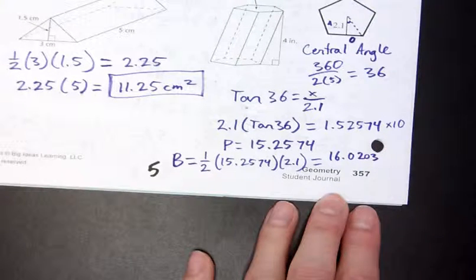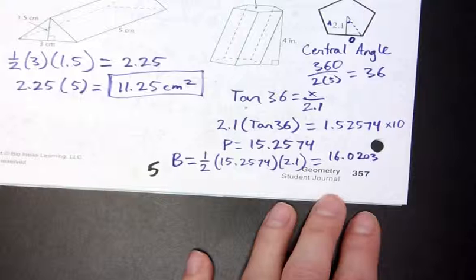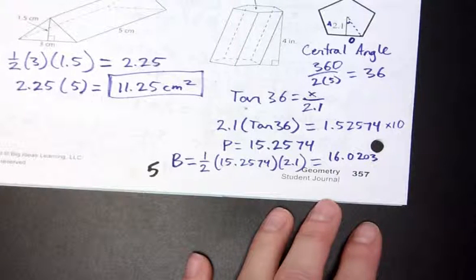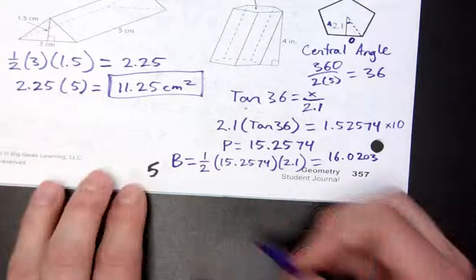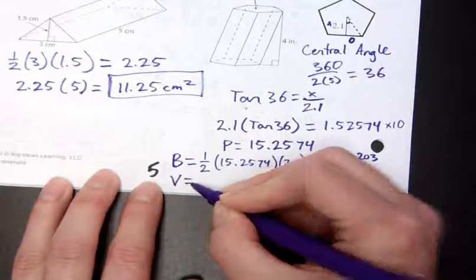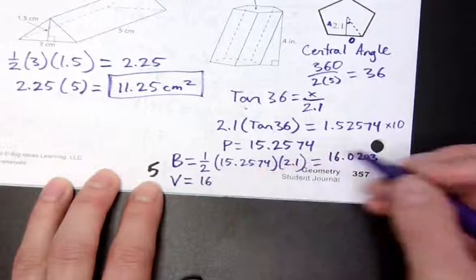Okay. Am I finished? One more step. Then you have to multiply it times 4, and you get 64.08.